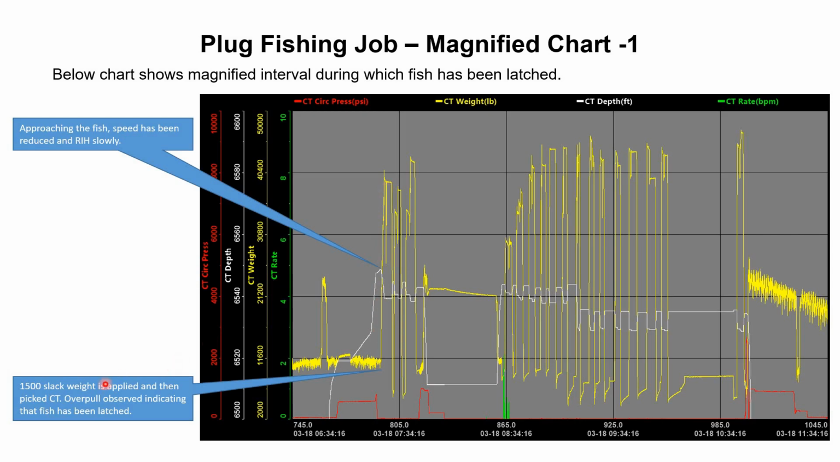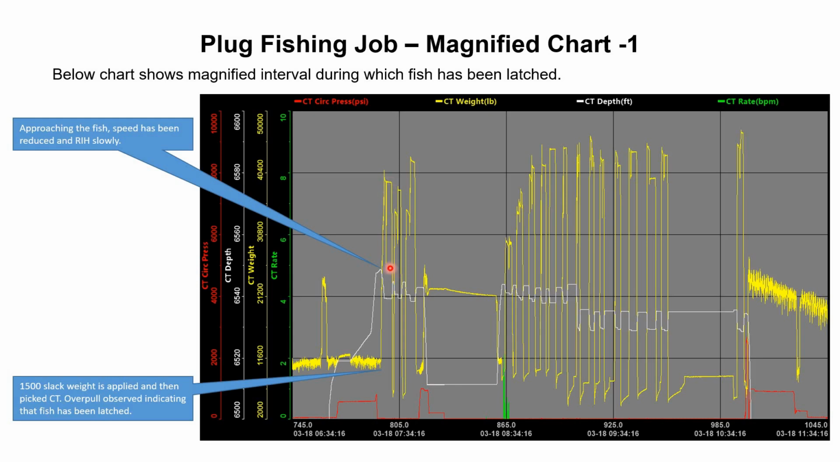That is written over here: 15,000 slack weight is applied and then we pick up the coil tubing, and an overpull is observed, indicating that the fish has been latched. So I'll explain again: here we are approaching the fish. Once we are on top of the fish we provide the slack, then after waiting for 1 minute we pick the coil tubing and observe the overpull, which indicates that the fish has been latched.